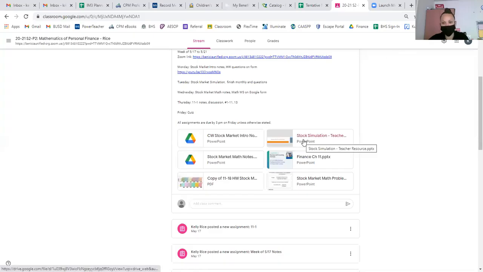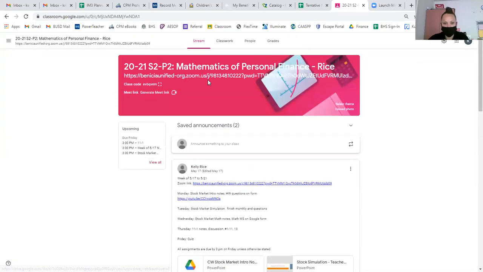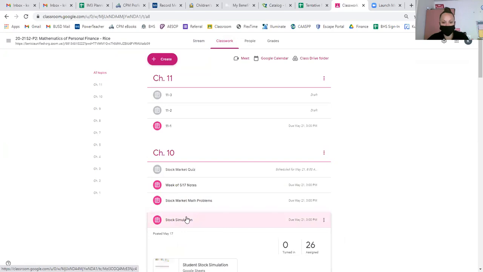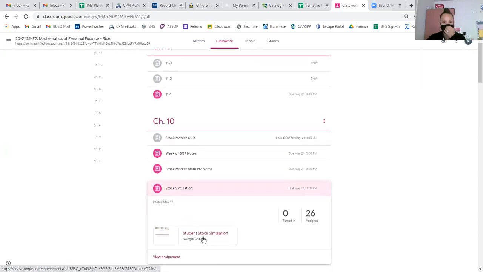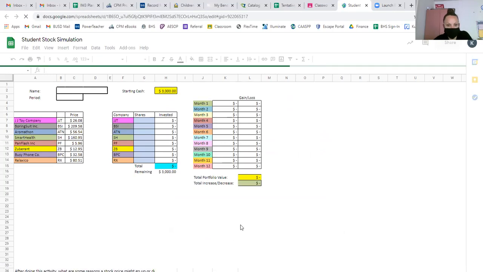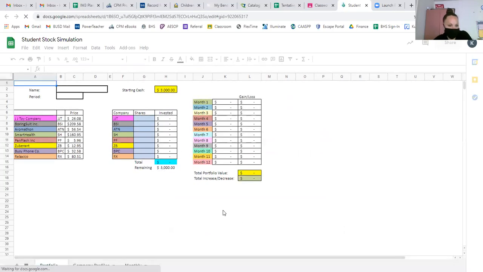So we're going to do this stock market simulation. You are going to need to do this right now, this stock simulation. Open it. It should make a copy for you. I'm not going to type in here because it looks like this. And this will all make more sense, hopefully, in a minute.